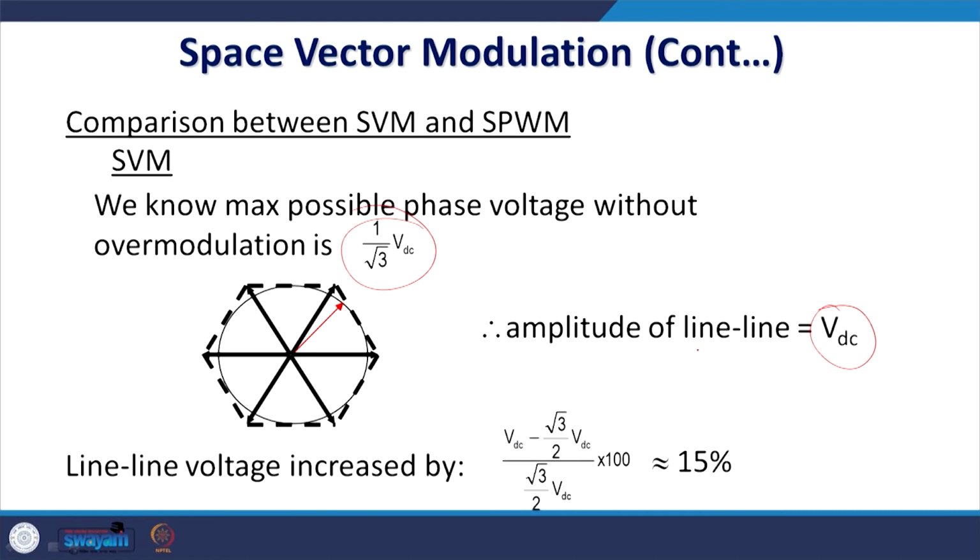Thus, straight away you can see that the line to line voltage in case of the space vector modulation is VDC minus root 3 by 2 VDC by root 3 by 2 VDC, a 15% increase in the utilization of the line to line voltage for the output of the inverter, and thus we can translate into better utilization of the DC bus voltage.